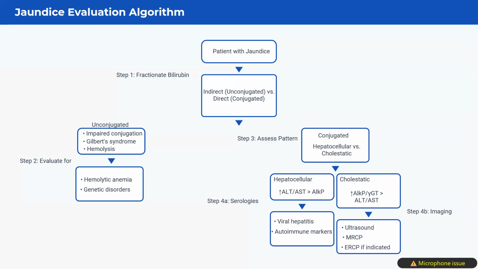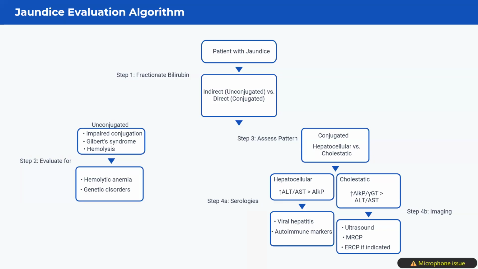If you're in step 4B, you have a cholestatic pattern. That's ALK phos and GGT greater than ALT, AST. That's where you're going to think about obstruction and bile stasis, and the liver is intact, but the bile can't drain properly. And the next step is going to be imaging and ultrasound, and that's the first line that distinguishes intrahepatic versus extrahepatic obstruction. And then you might decide plus or minus MRCP.